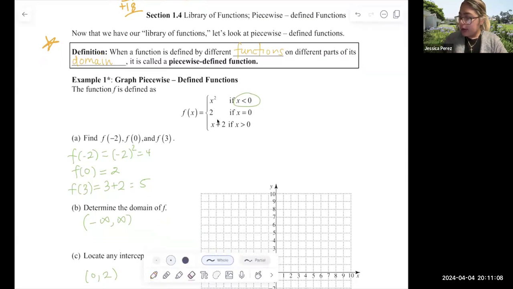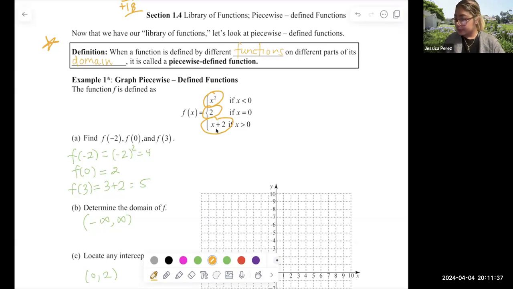So notice how on the left side, we have three different functions. We have a quadratic function, we have a constant function of y equals 2, and we have a line of y equals x plus 2. But they live in different regions. This quadratic lives where x is less than 0. At 0, your value is 2. When x is greater than 0, then you are this equation of x plus 2.